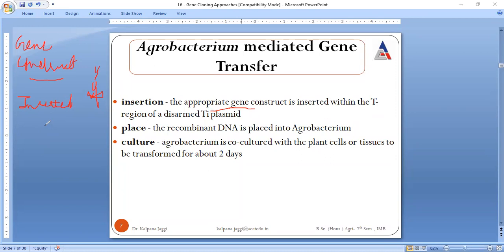Now you have inserted it, and this is a recombinant DNA now, and Agrobacterium is later cultured with the plant cells.